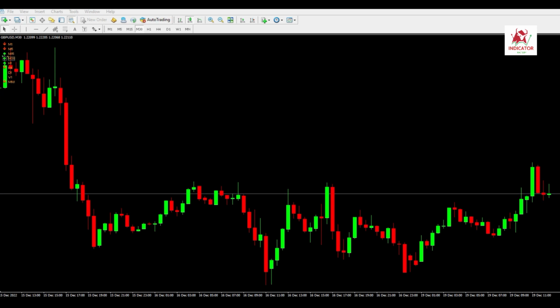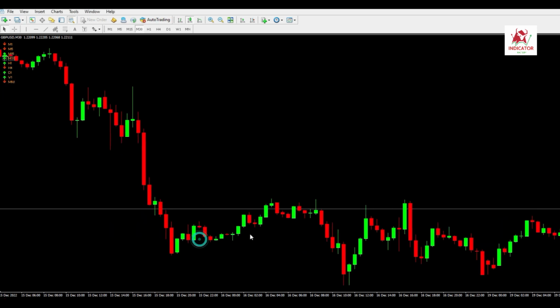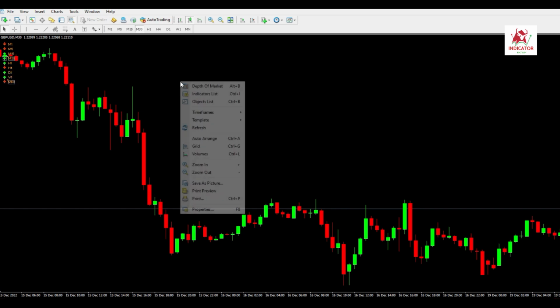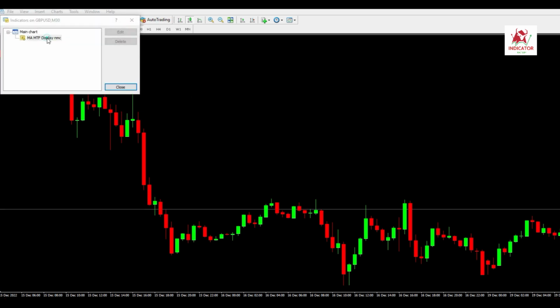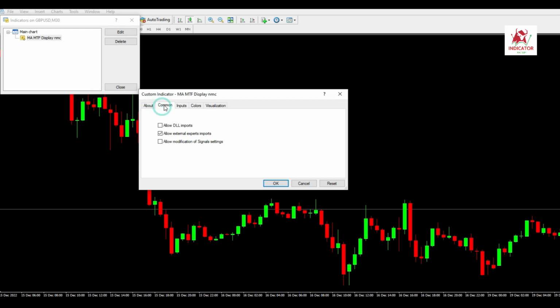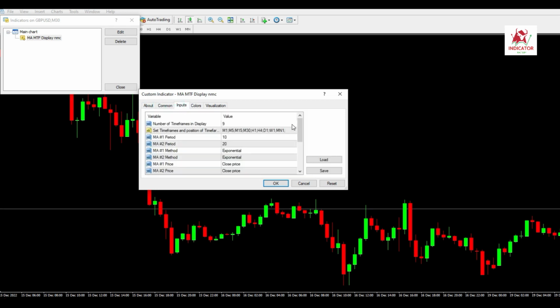MA multi-timeframe for MetaTrader 4 is a great indicator to see the overall trend of an asset. With this indicator, you can see the status of a moving average for all timeframes on one chart. The indicator features a simple table where you can see whether the price is above or below its MA for each timeframe. On the chart, you can also see whether the moving average is currently pointing downwards or upwards in all timeframes. Why is MT4 multi-timeframe useful?